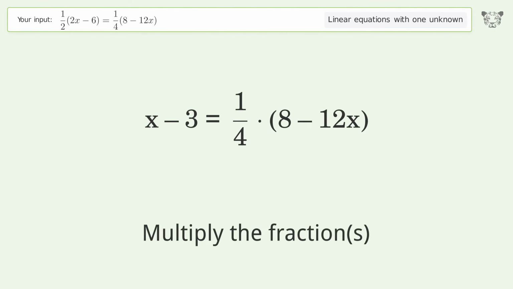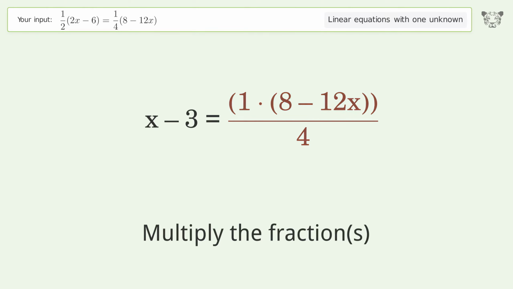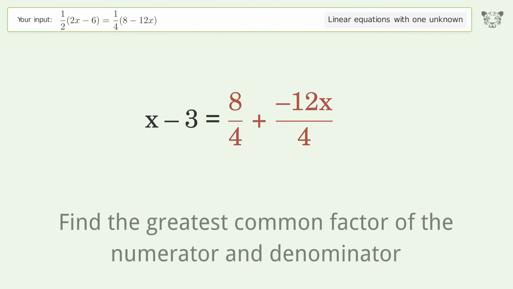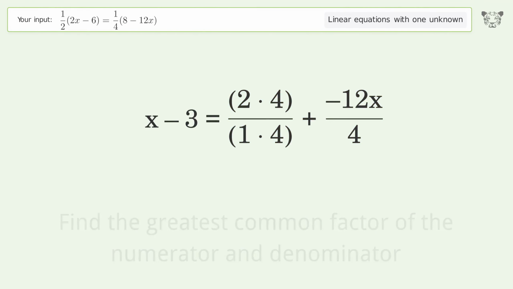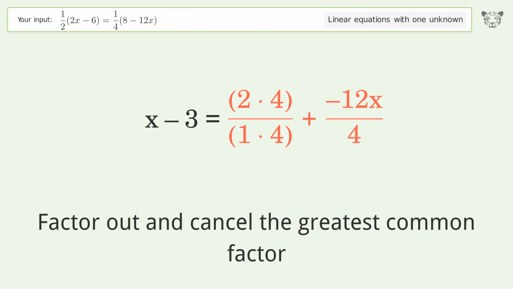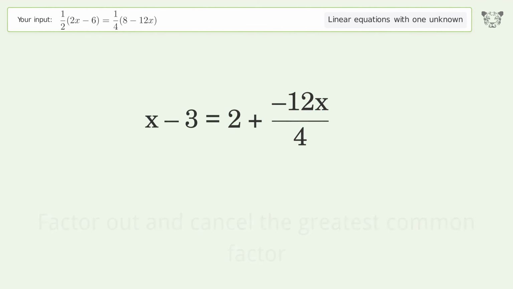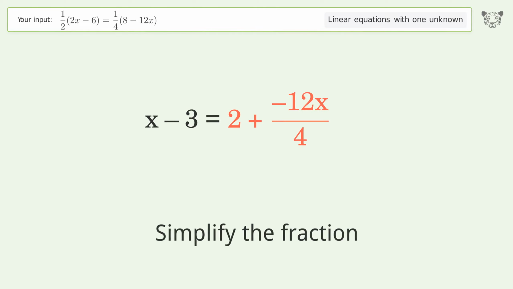Multiply the fractions. Break up the fraction. Find the greatest common factor of the numerator and denominator. Factor out and cancel the greatest common factor. Simplify the fraction.